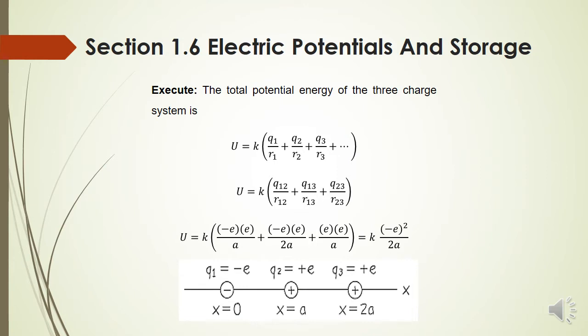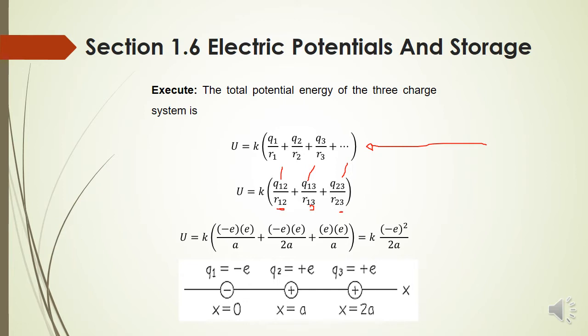The total potential energy of the three charges is in this equation. By using this equation, we can get the relationship of those three charges. So charge Q1 in relation to charge Q2, charge Q3 in relation to charge Q1, and charge Q3 in relation to charge Q2. You can interchange that because you are just referring to their distances, R12, R13, and R23.